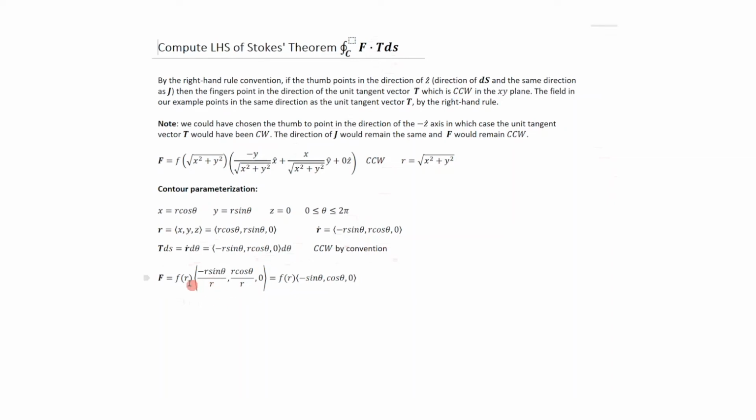We now also have to compute what the field is in cylindrical coordinates, based on the way we parameterize the contour. So x gets replaced by r cos theta, y gets replaced by r sine theta, and these are substituted in this expression to finally give us this expression for F. And so now we can go ahead and do the computation. We can substitute for F, we can substitute for t ds, and do the closed contour integration.